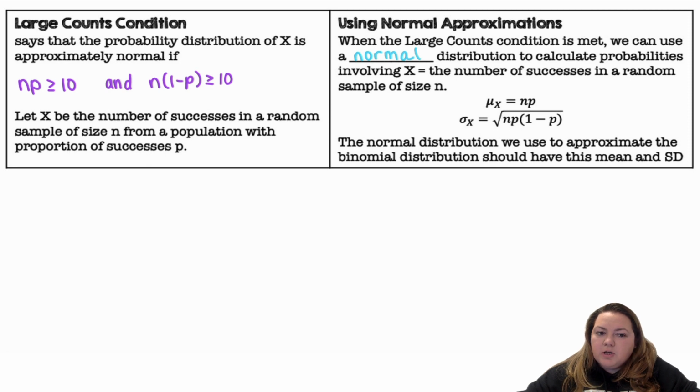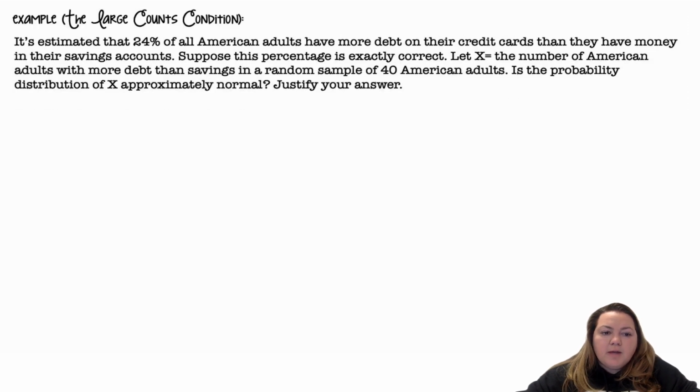This can help us when we have to find the probability that it's greater than a value or in between values, because remember with binomial, when you did the binomial CDF, you could only do the left tail. So if you needed greater than, you had to do 1 minus. If you can approximate it to be normal, you can use normal CDF instead. All right, so the large counts condition.